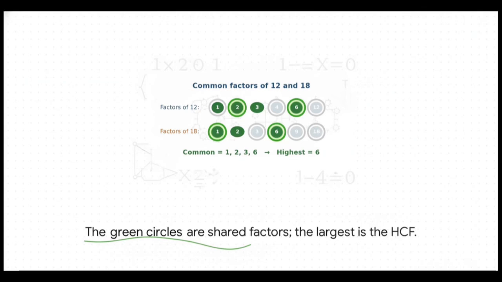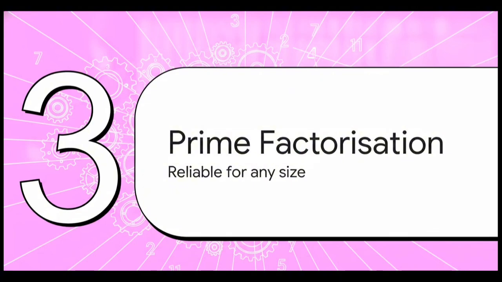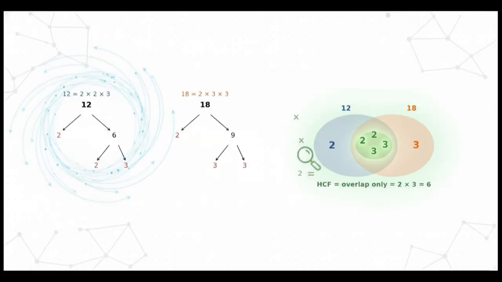But let's be real, writing out every single factor gets pretty exhausting if you're dealing with bigger numbers. And that leads us to method 2, prime factorization. Think of this as your reliable workhorse for numbers of absolutely any size. Let's see how this builds on that 12 and 18 example we just did. If we break 12 down into its primes using a factor tree, we get 2 times 2 times 3. If we do the same for 18, we get 2 times 3 times 3.